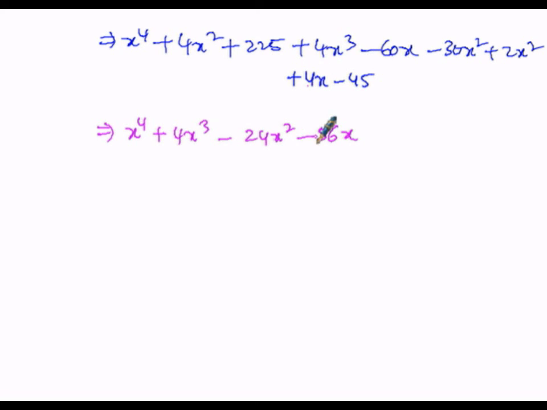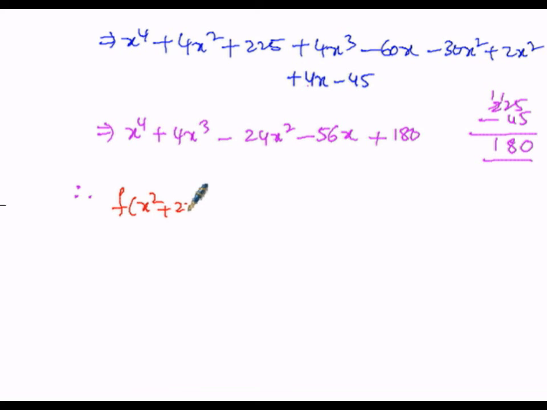Then the constants plus 225 and minus 45: plus into minus is minus, so we subtract, 225 minus 45. 5 minus 5 is 0, borrowing from the 2, 12 minus 4 is 8, and 1, so 180, because 225 is greater than 45, so the sign is positive. In this manner, f(x^2 + 2x - 15) is equal to x^4 plus 4x^3 minus 24x^2 minus 56x plus 180, which is the solution.